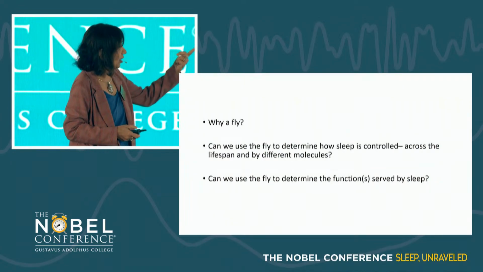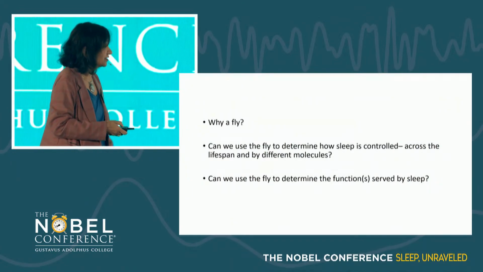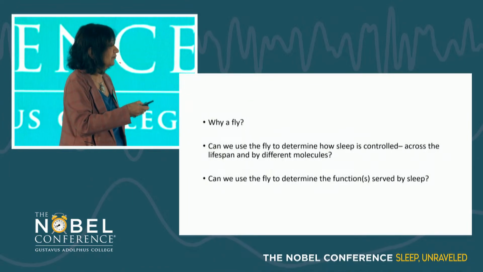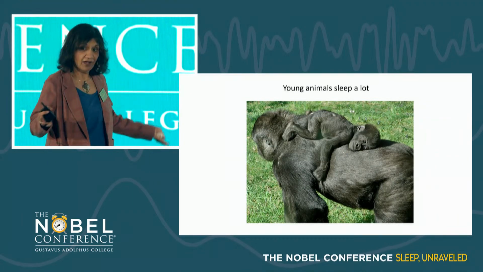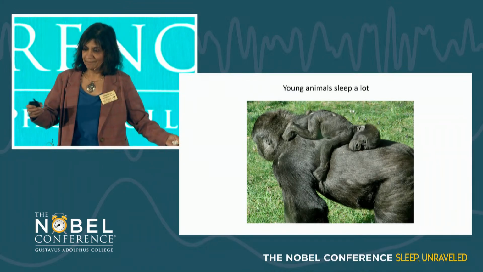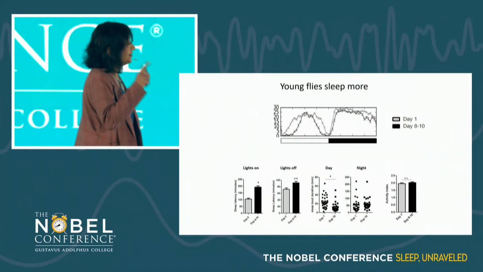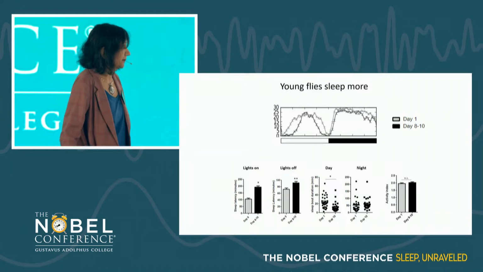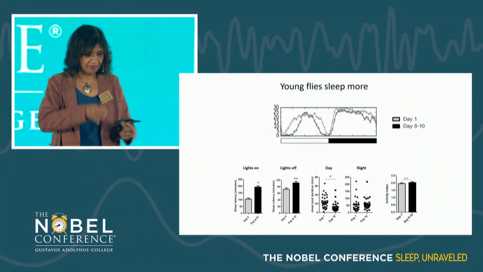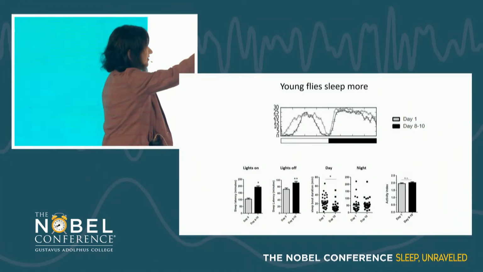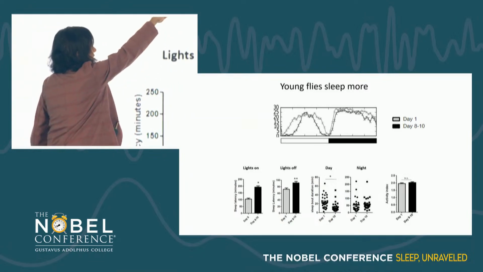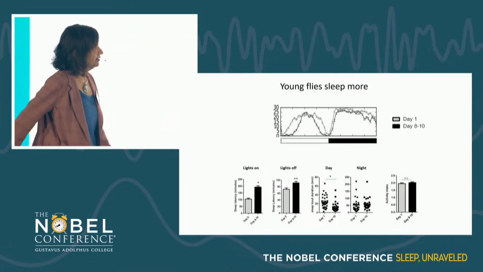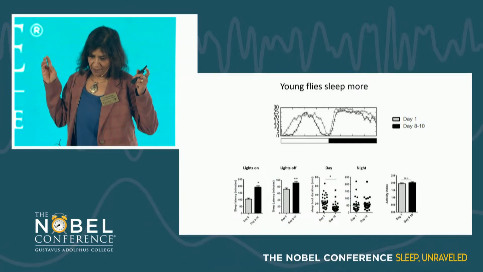Okay, can we use the fly to determine how sleep is controlled across the lifespan by different molecules? Young animals sleep a lot, and so do young flies. And so here, you're looking at day 1 flies compared to day 8 to 10. The light bars are day 1, dark is 8 to 10.